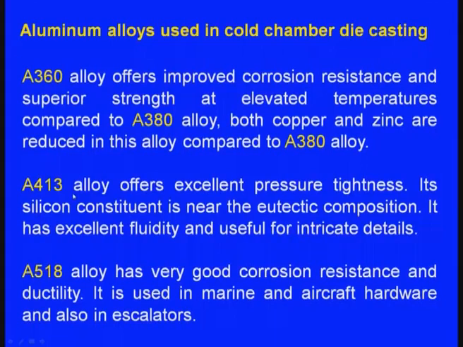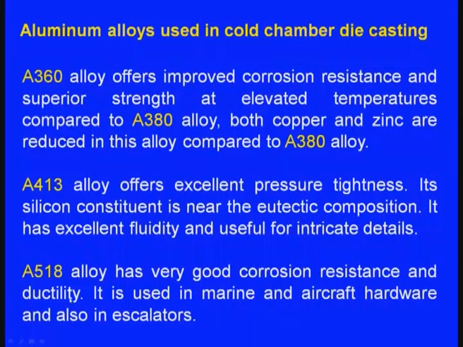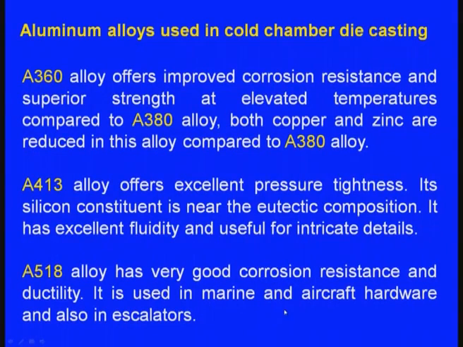Next one, A413 alloy offers excellent pressure tightness. Its silicon constituent is near the eutectic composition. It has excellent fluidity and is useful for intricate details. Here, the silicon constituent is at the eutectic composition, meaning what? Eutectic composition has the lowest melting point. So, because of the lowest melting point, it offers a higher fluidity. Next one, A518 alloy has very good corrosion resistance and ductility. It is used in marine and aircraft hardware and also in escalators.